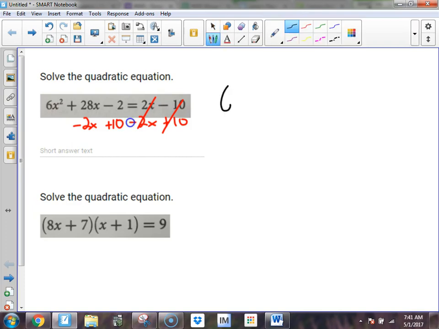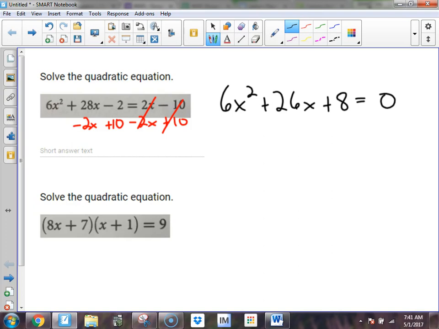So I have 6x squared. And if I'm subtracting 2x from 28x, 26x. And if I add 10 to negative 2, I get 8. Equals 0. So this is what I have so far. Now the thing about equations is that if I do something to one side, as long as I do it to the other side, I'm okay.